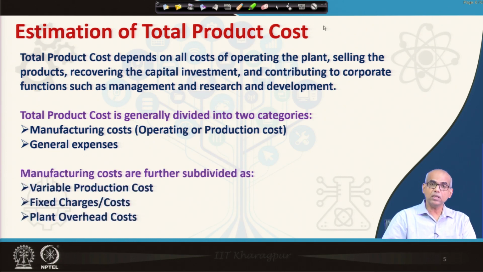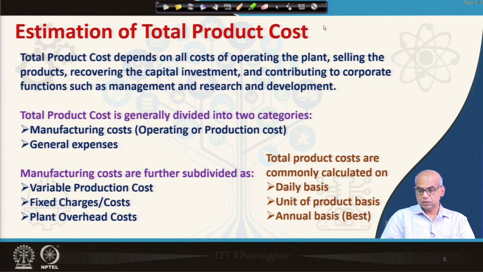Now, the manufacturing costs are further subdivided into three different types: variable production cost, fixed cost or fixed charges, and plant overhead cost. So, total product cost is divided into manufacturing cost and general expenses, and manufacturing cost is further subdivided as variable production cost, fixed cost, and plant overhead cost. Now, let us talk about these three manufacturing costs in some more detail.